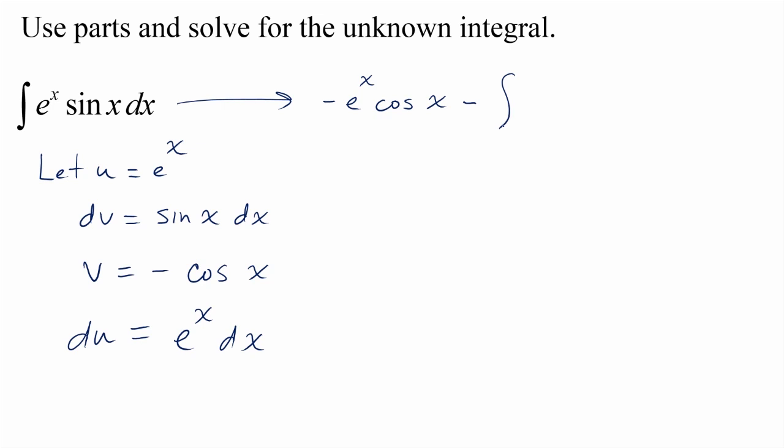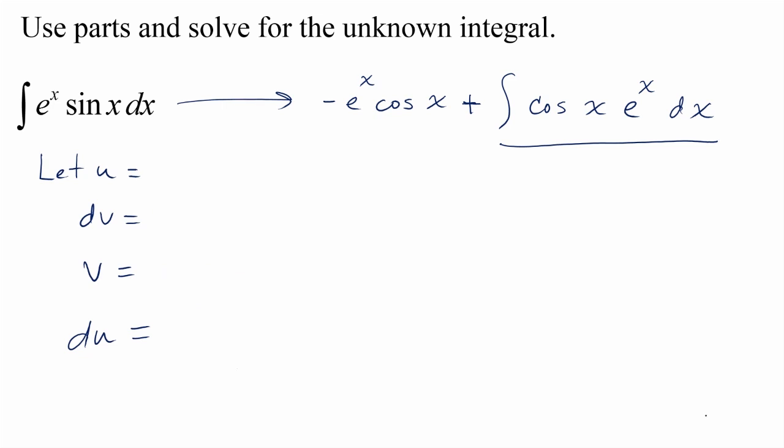So it's negative cosine x. However, that negative I'm going to pull out in front of the integration sign, and it'll make that a plus. So we have cosine x, and now I need du, which is e to the x dx. We will now use integration by parts a second time on this integral.